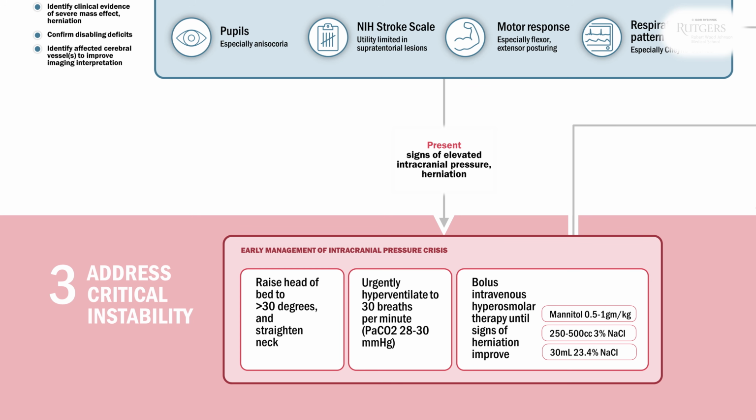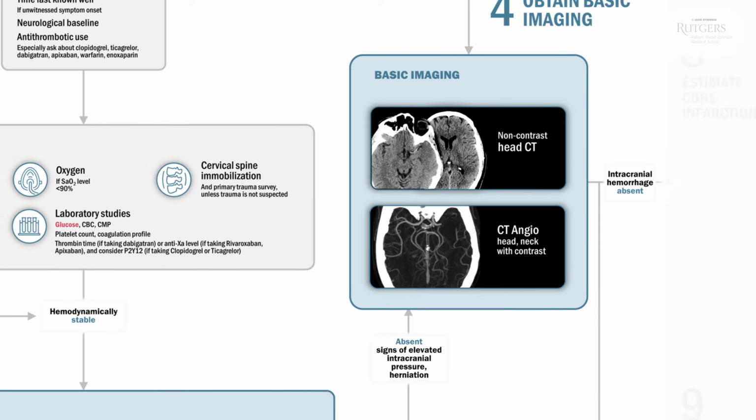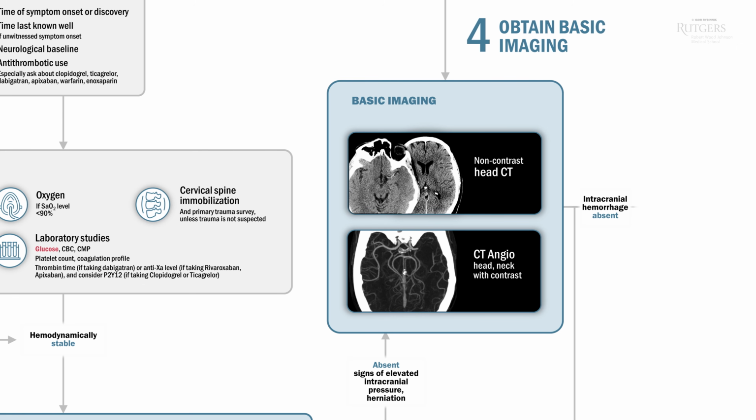Once intracranial pressure crisis has been addressed, or if signs of herniation were absent to begin with, let's proceed to basic imaging. And by basic imaging, I mean non-contrast head CT and CT angiogram of the head and neck with contrast. The two imaging studies are usually done together to save time. The purpose of the CT is to rule out intracranial hemorrhage, large completed stroke, or large non-ischemic lesion, like intracranial malignancy or infections.